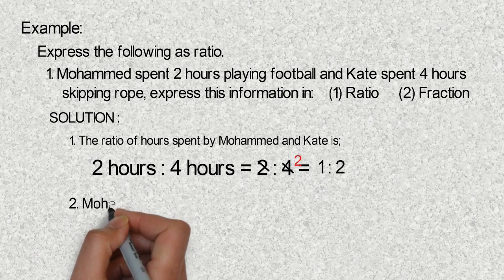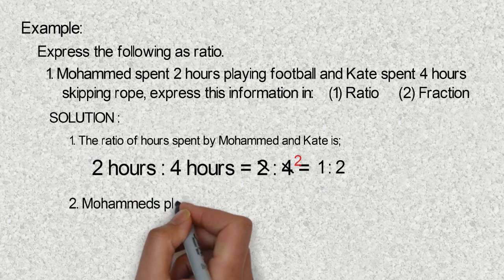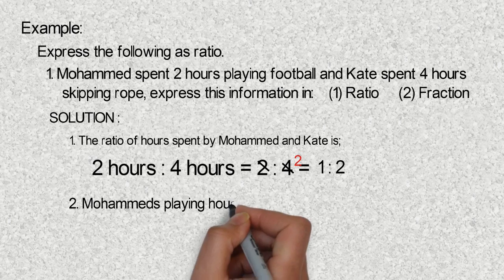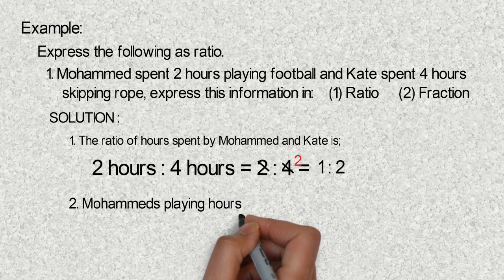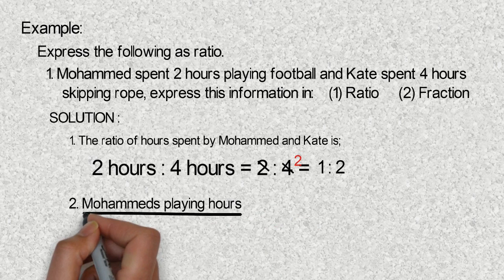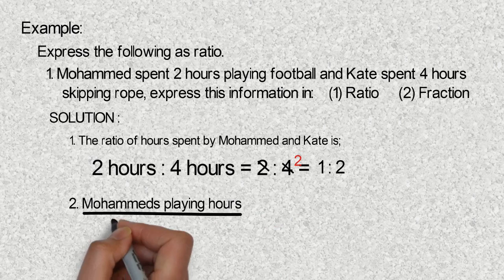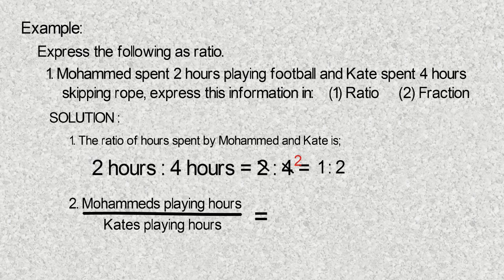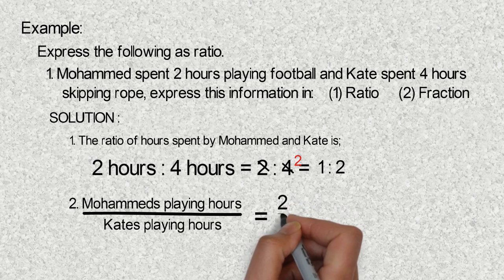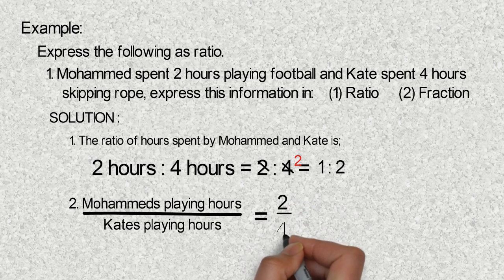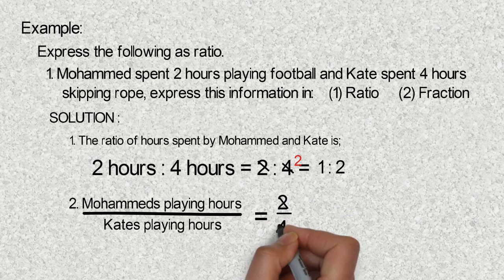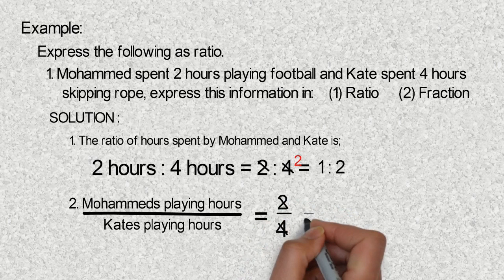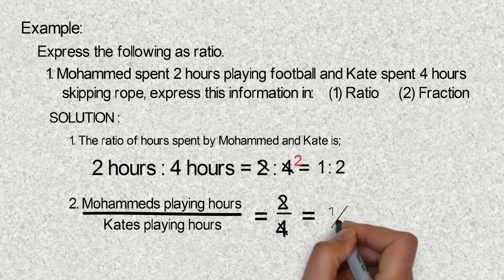Also, let's express it as a fraction. So, we are going to say Mohammed's playing hours over Kate's playing hours, which is 2 over 4. That is, Mohammed's playing hours is 2 and Kate's playing hours is 4. So, reducing this also to its lowest term will give us 1 over 2.